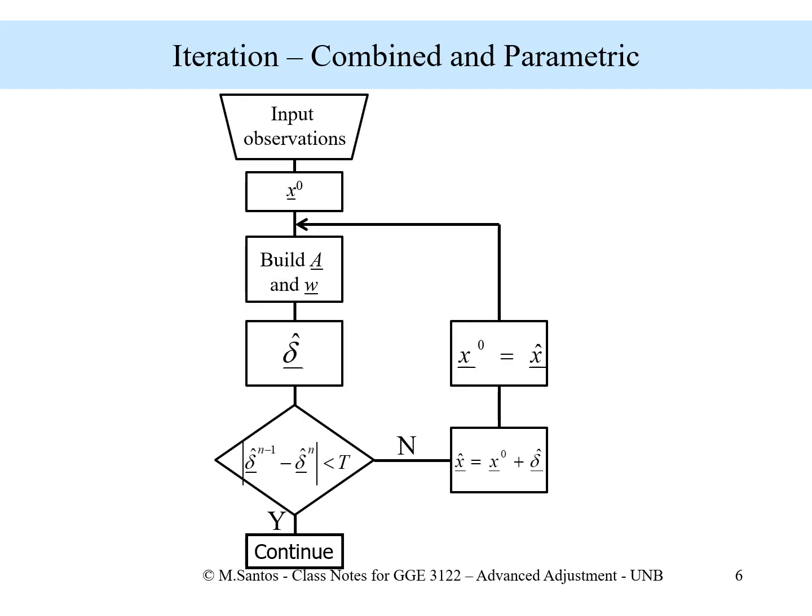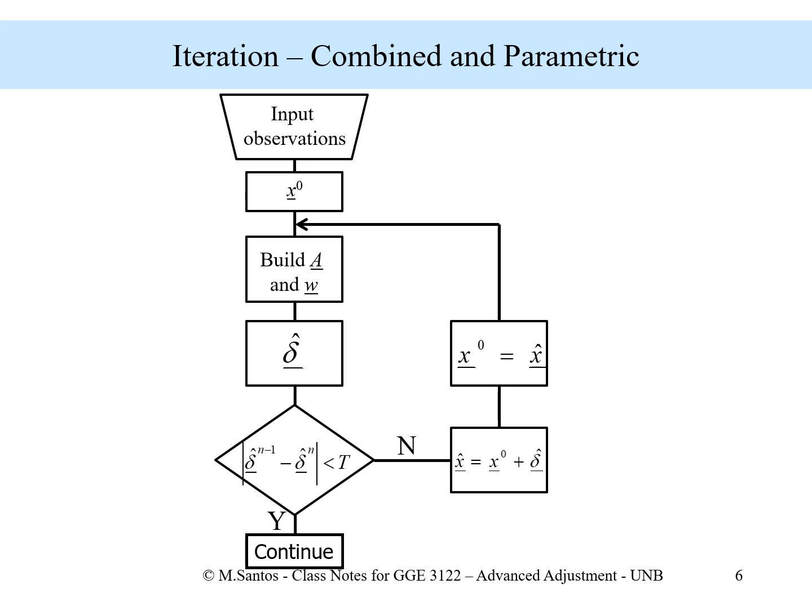The following flowchart summarizes the iteration flow in the combined and in the parametric adjustment cases. It all begins with the collected observations and the choice of approximate values for the parameters x naught. Based on these approximate values of the parameters, we build the first design matrix A and the misclosure vector W, computing then the first solution delta hat.